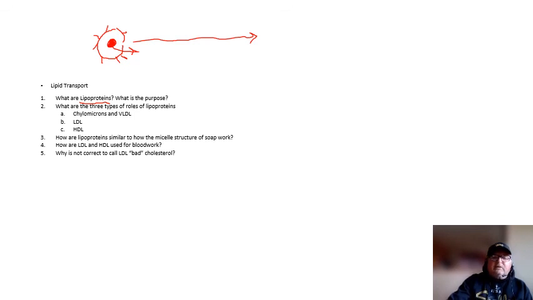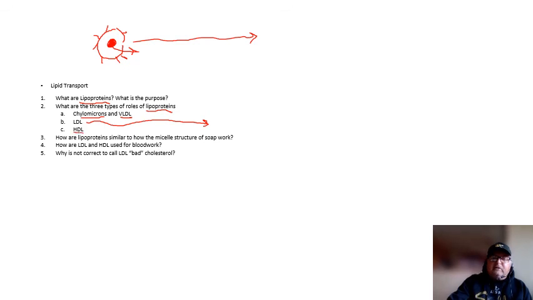Okay, there are three types of lipoproteins. There are chylomicrons and very low density lipoproteins, and their job is basically to move triglycerides to cells and from cells to other places, and that's for energy. LDLs, low density lipoproteins, have a role mostly to carry cholesterol and some triglycerides to cells for manufacturing steroids and other things.